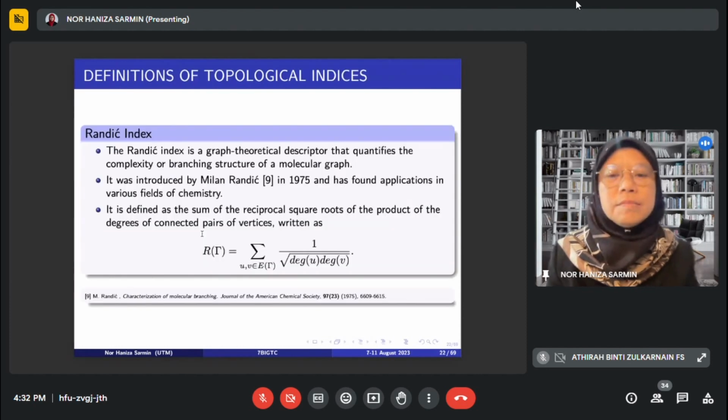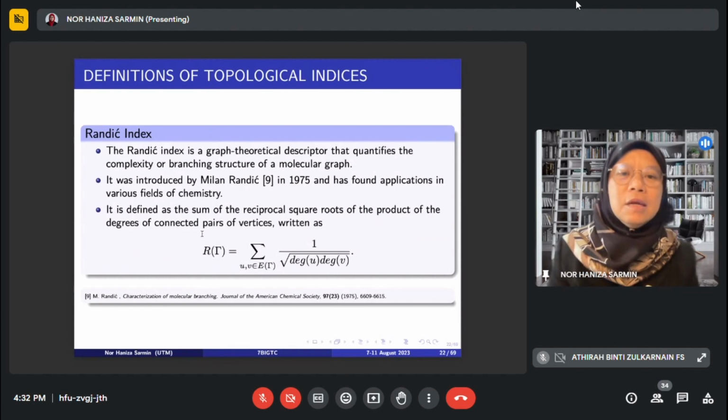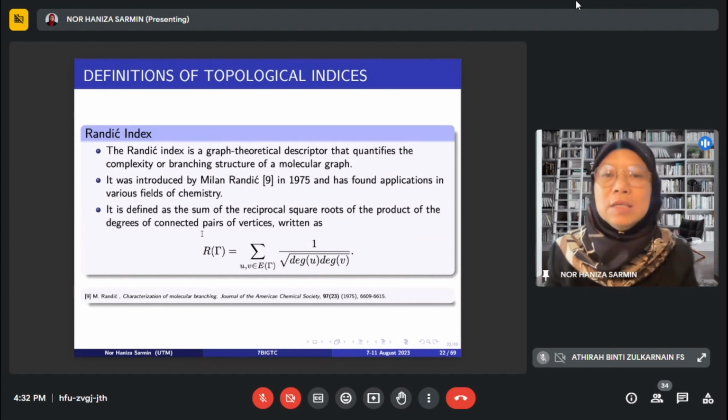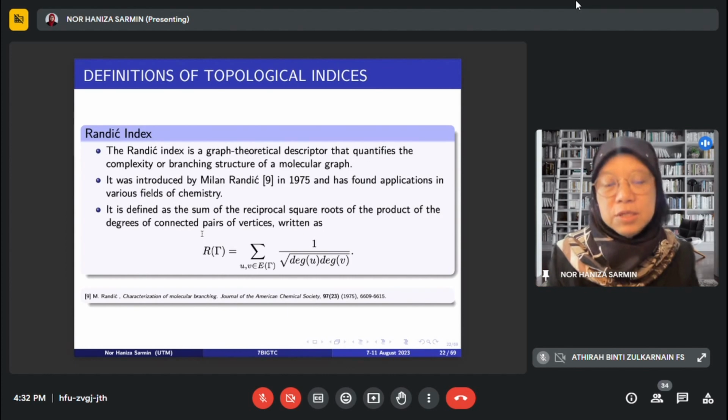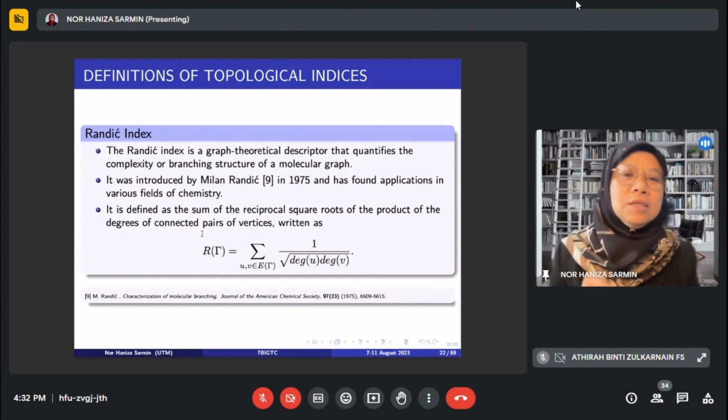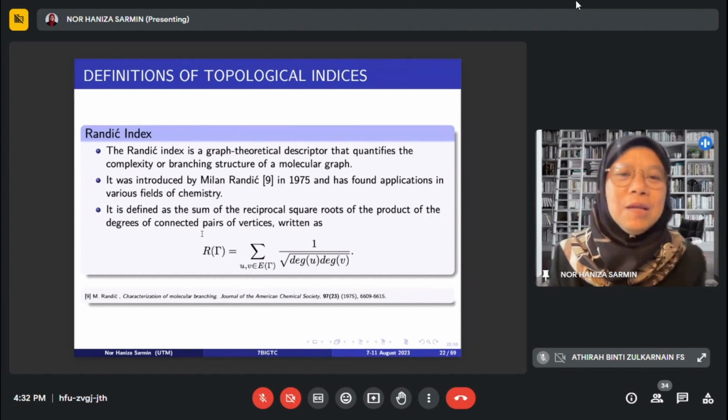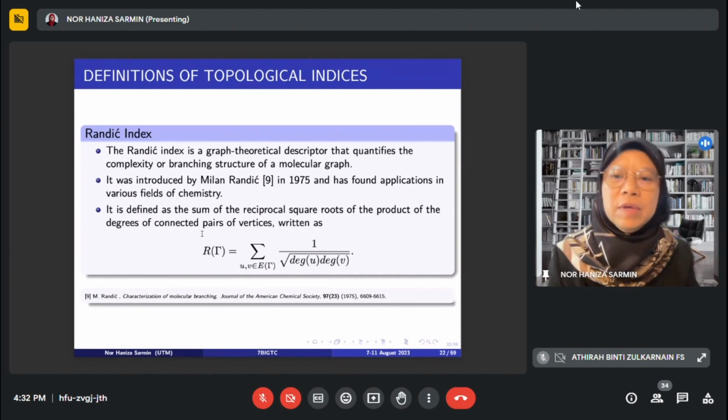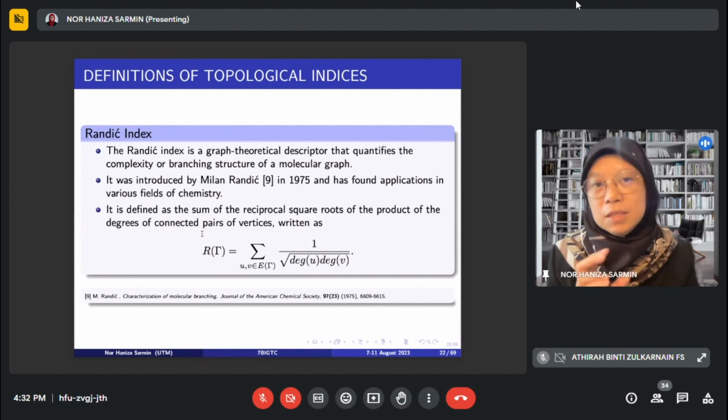Okay. Next is the Randic index. It's a graph theoretical descriptor that quantifies the complexity or branching structure of a molecular graph. The name is from the person who introduced it, Milan Randic in 1975, and he found various applications in chemistry. The Randic index is defined to be the sum of the reciprocal of the square root of the product of the degrees. So you will get non-integer numbers as the answer.